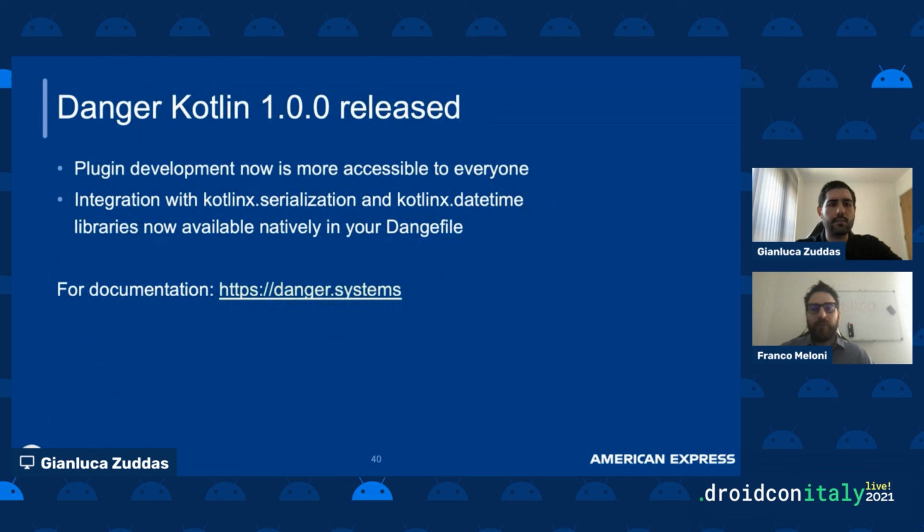We just released Danger Kotlin 1.0.0, which offers a better plugin SDK and also has integration with kotlinx.serialization and kotlinx.datetime. And for more information, you can come to the website.